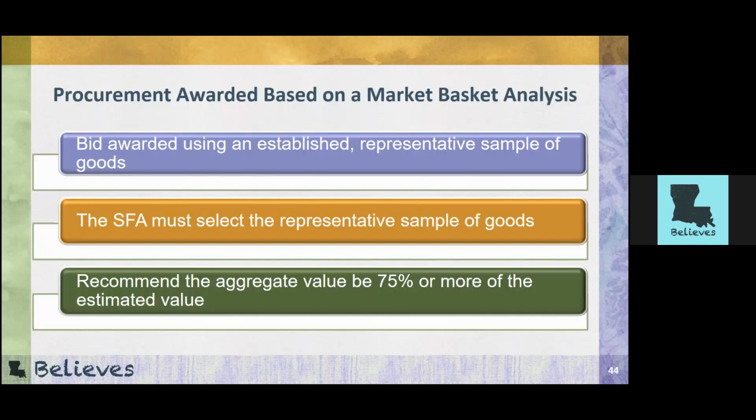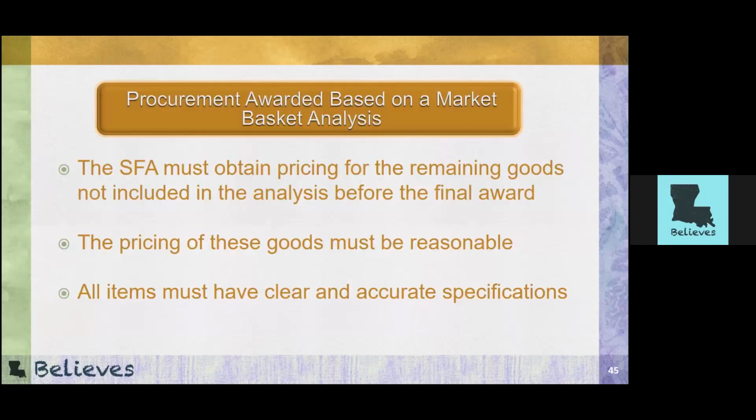If you're going to use a market basket for procurement, you must make sure that you award it using an established representative sample of goods. F&S recommends that your market basket include at least 75% of the estimated value of your contract, not the number of items, but the estimated value. And we have to have a representative sample of goods. Before awarding a market basket contract, the SFA must also obtain pricing for the remaining goods that are not included in the analysis before the award. In other words, they have to obtain the pricing of everything that is listed on the contract before they award it. The pricing of all of these goods has to be reasonable, and it must have clear and accurate specifications.